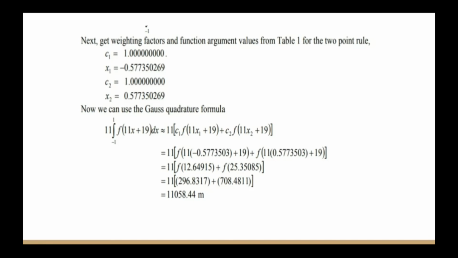Next, what we did was substitute the values of x sub 1 and x sub 2. So we have 11 times f of 11 times negative 0.5773 plus 19, plus f of 11 times 0.5773 plus 19. So we have 12.64915 for this one, and 25.35085 for the other. You may wonder why it became 296.88317 and 708.4811. This is how we got it.